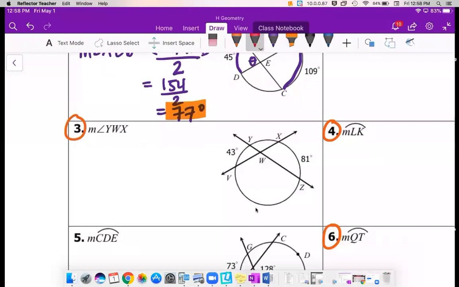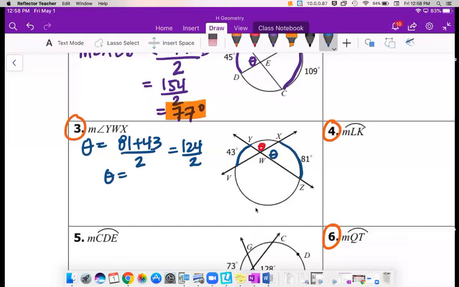Okay, this one wants to know the measure of angle YWX. So it wants this angle. Now notice we weren't given those intercepted arcs. We were given the intercepted arcs to find this other angle. So let's find the blue angle first. To find the blue angle, we're going to do 81 plus 43, and then we're going to divide by 2. So that would be 124 divided by 2, which ends up being 62 degrees.